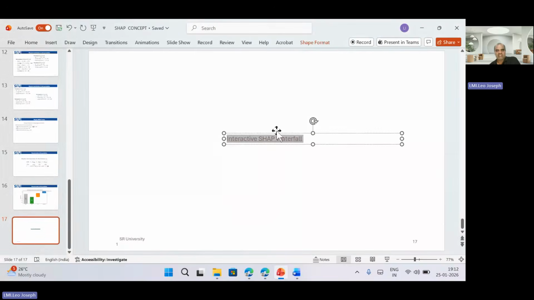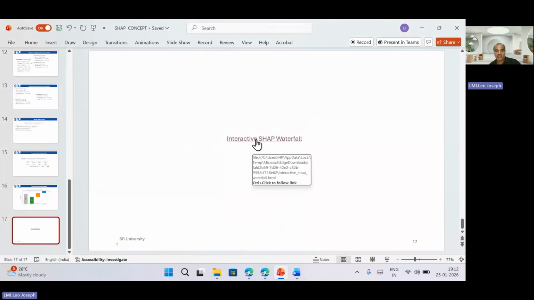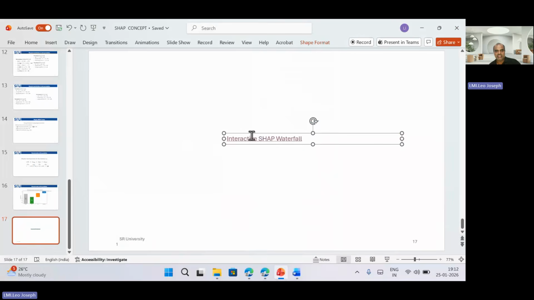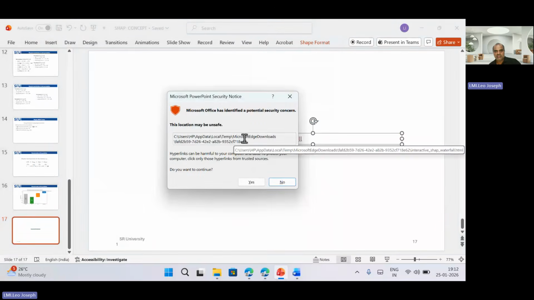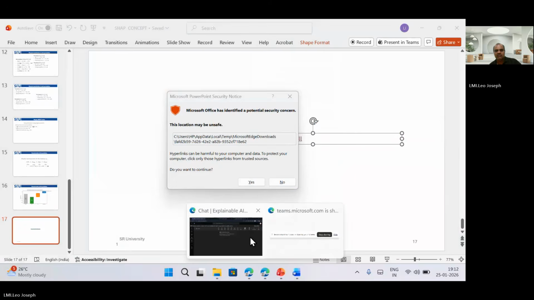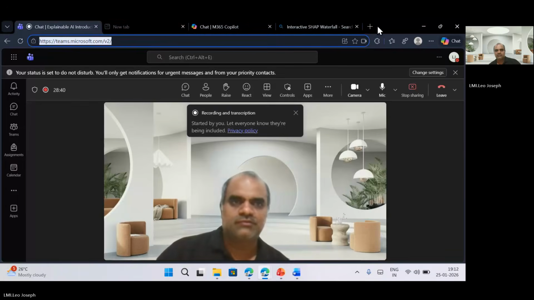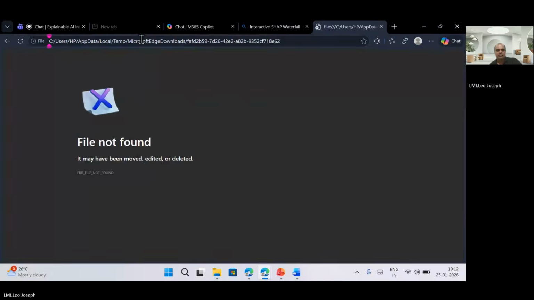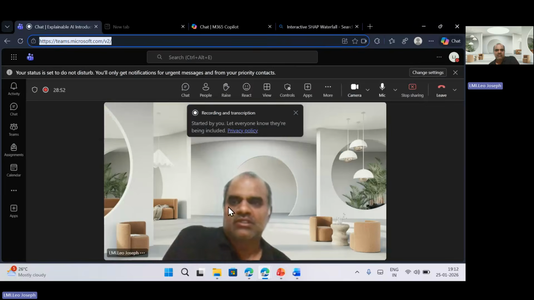If this SHAP value waterfall comes, it will directly open in the browser so you can easily view it. That is the point, but unfortunately it is not opening. I don't know why. Maybe it is unsafe. Okay, I will copy this and paste it here. No point. This is not coming actually. Okay, I will explain it in another way.